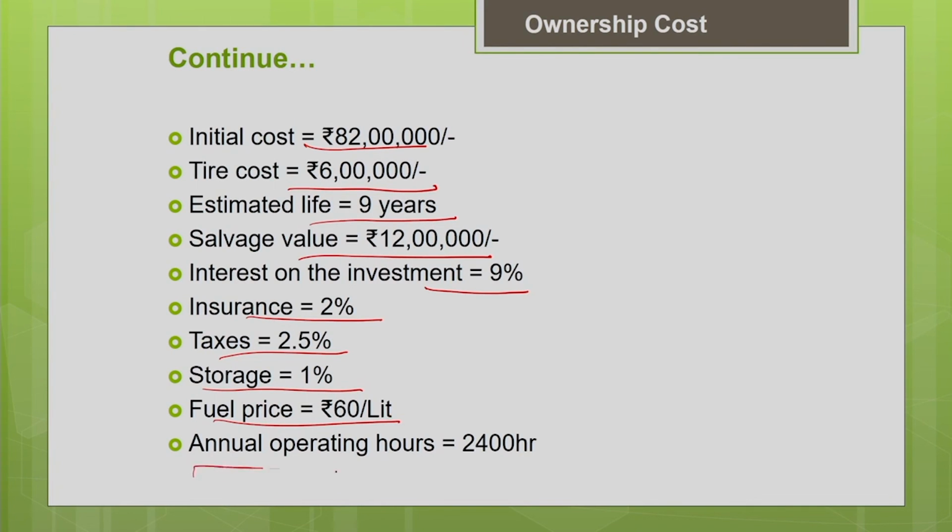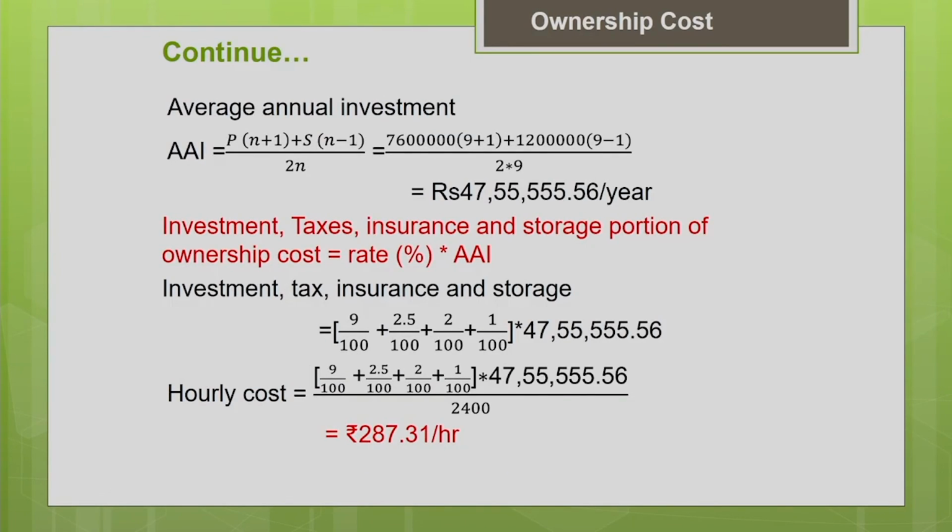Then annual operating hours is 2400 hours. So, with this as input data, now we are going to estimate the ownership cost for this particular machine using the AAI method. So, how to find this AAI, average annual investment? We know the formula: P into (n plus 1) plus S into (n minus 1), divided by 2n. We are going to use this formula to determine it.